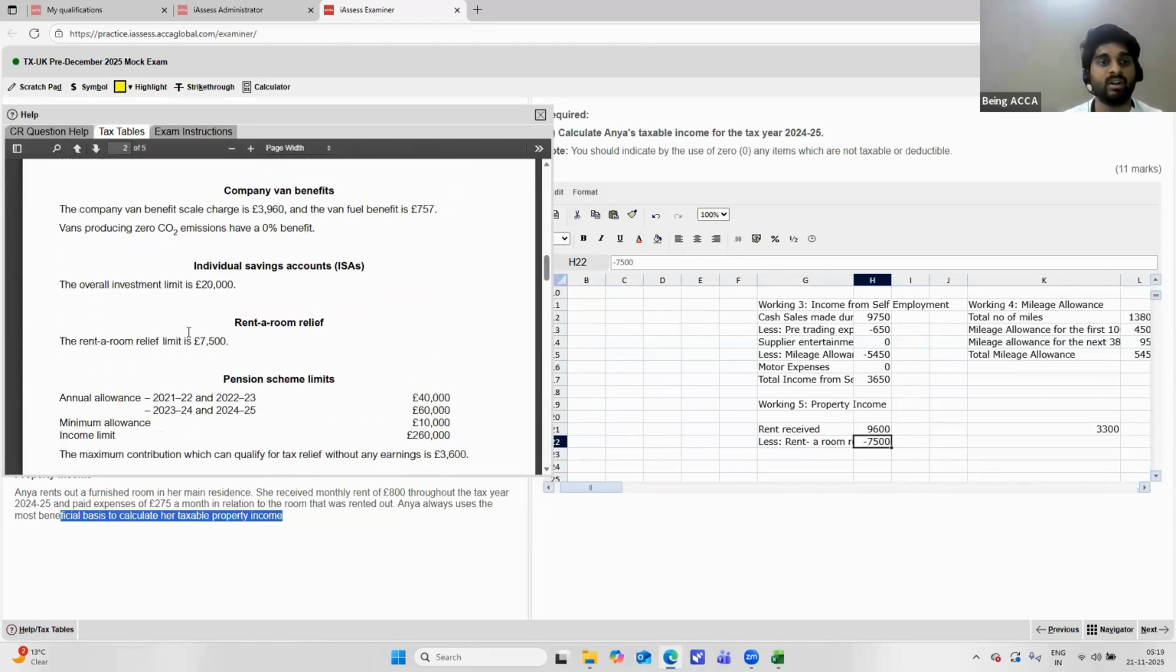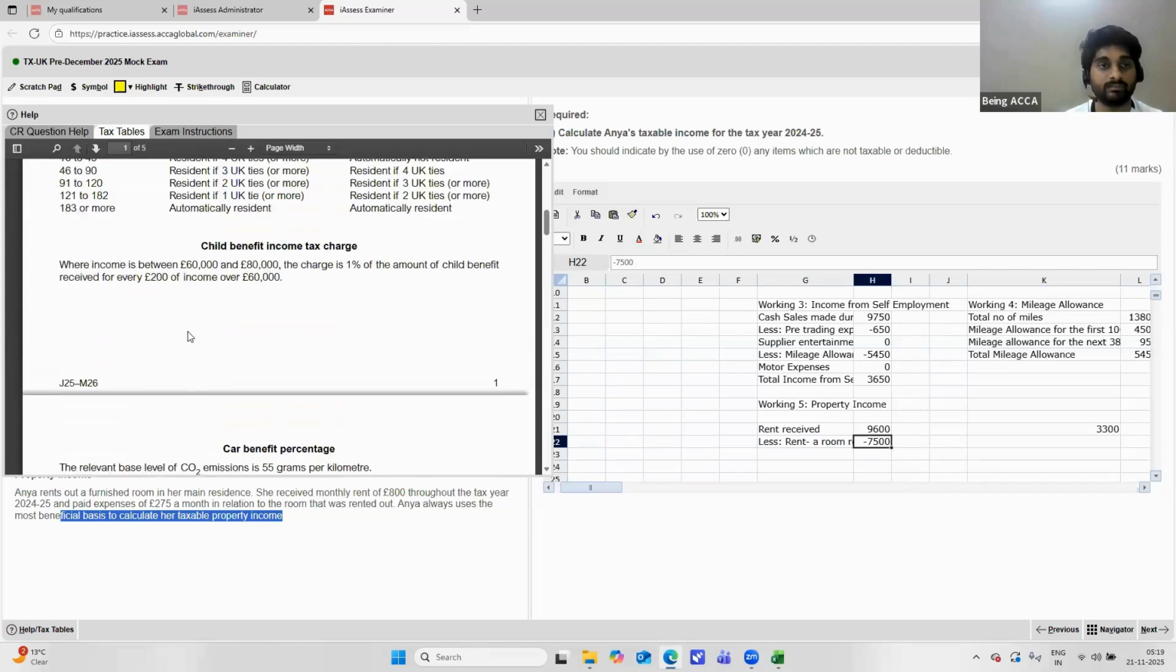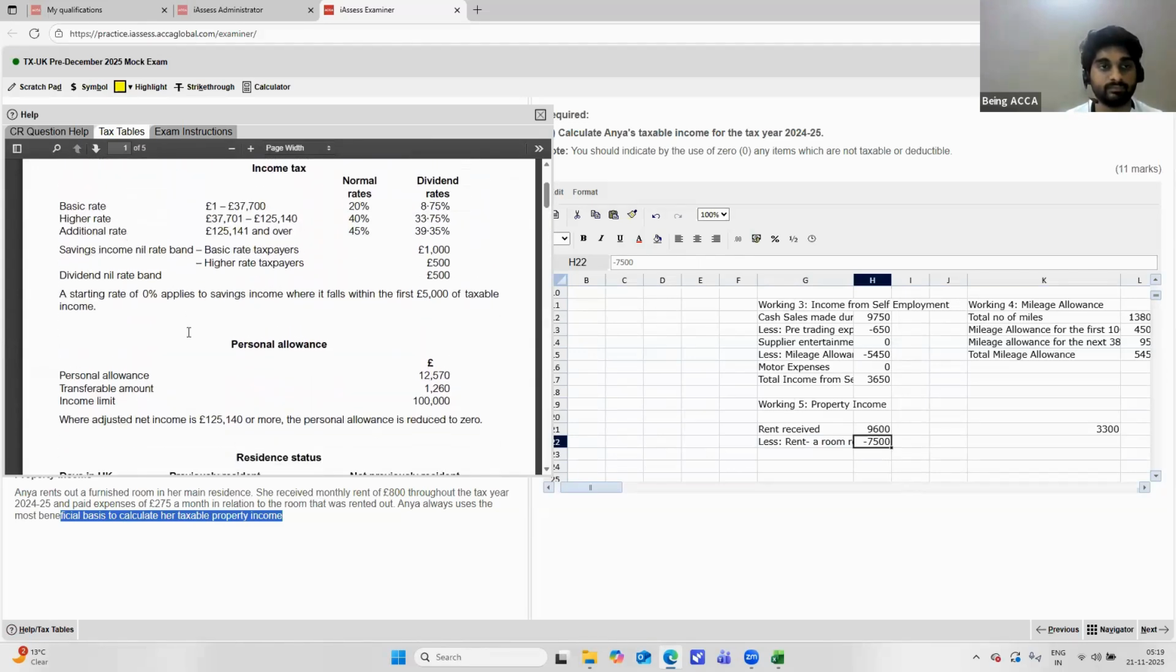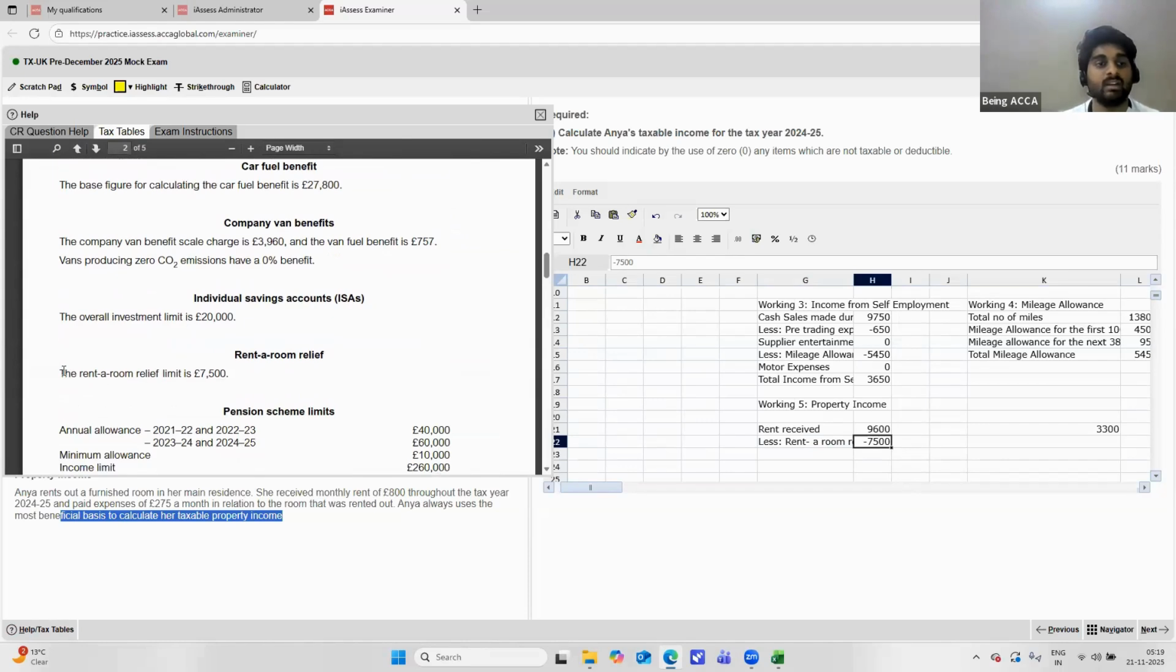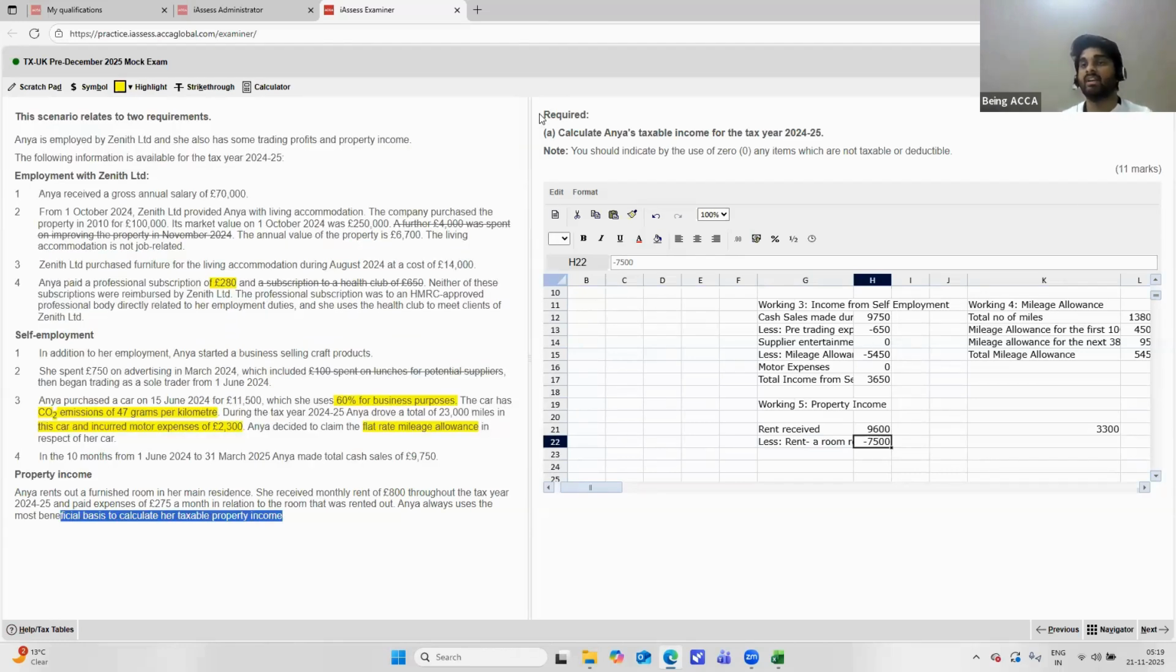This will also be provided to you in the examination. You can see the room limit is 7,500, and this will be provided to you in the examination. But the only thing that you should remember is for rent a room relief, whenever you want to take it, it should be the higher of 7,500 or the actual expense incurred, whichever is higher should be what you'll be preferring.